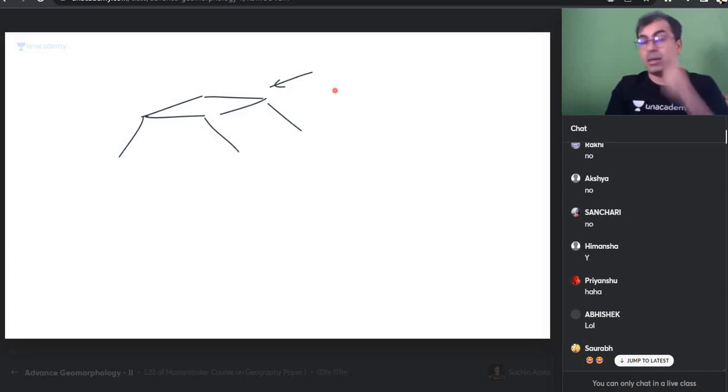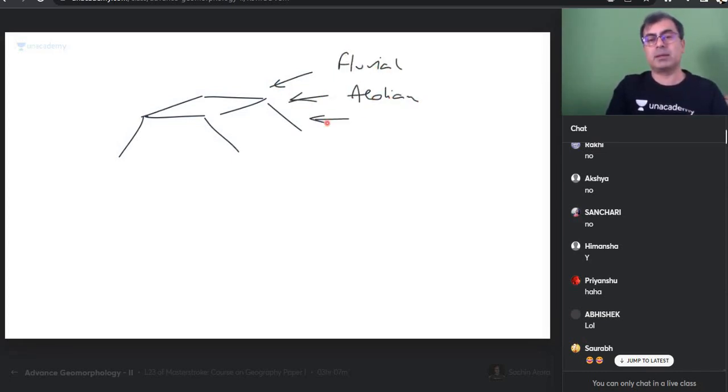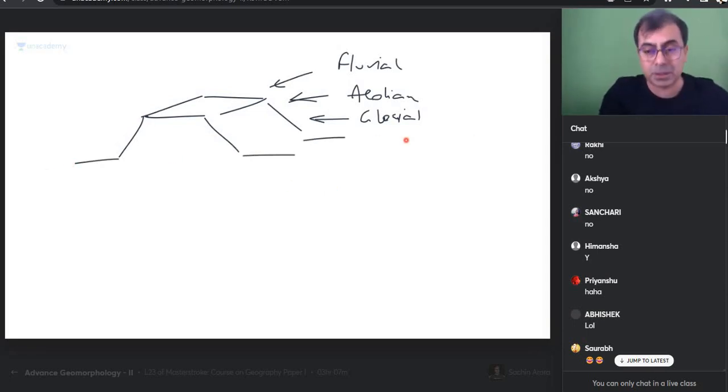Looking at the landform, can you tell me, is it fluvial? Is it Aeolian? Is it glacial? I have the landform in front of me. Tell me, what is this plateau? Fluvial, Aeolian or glacial? जल्दी से बताओ.